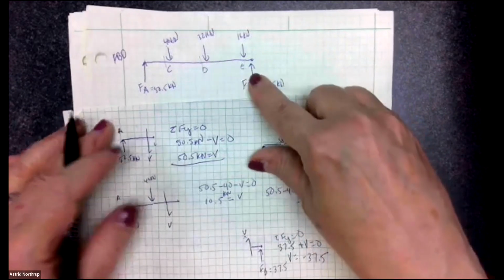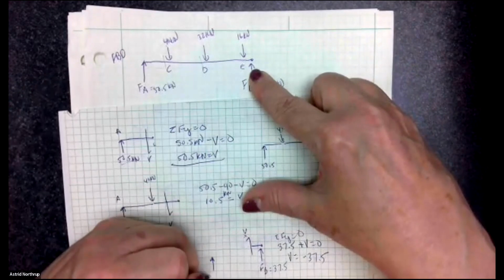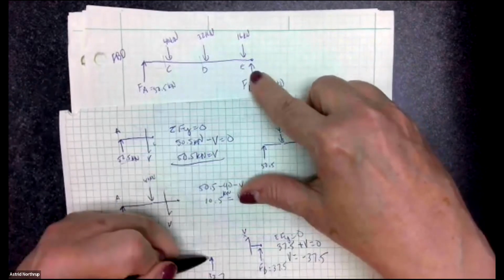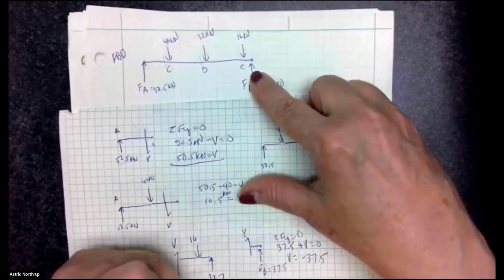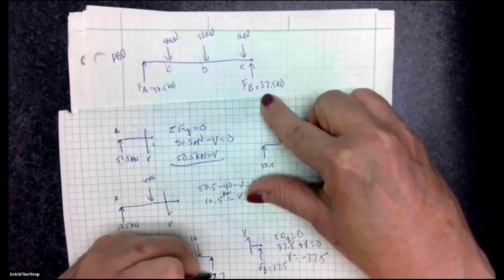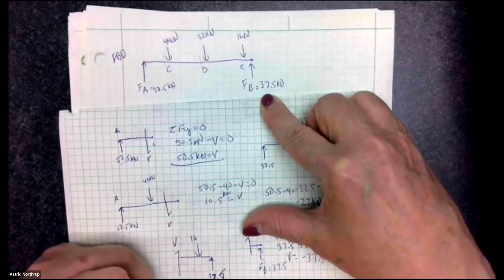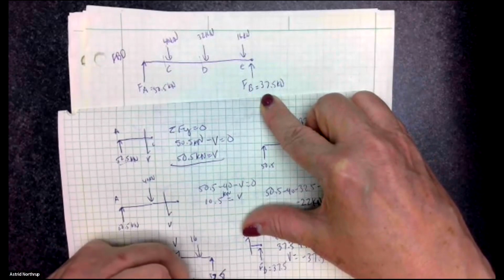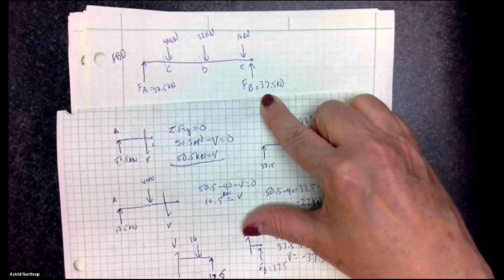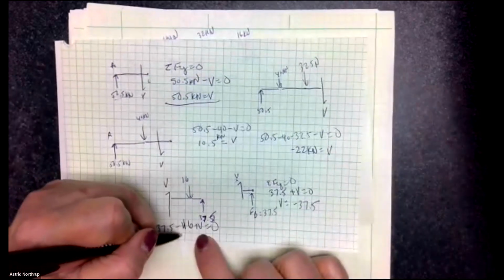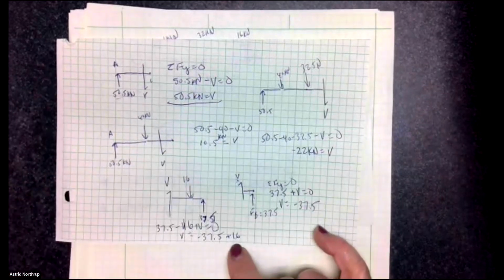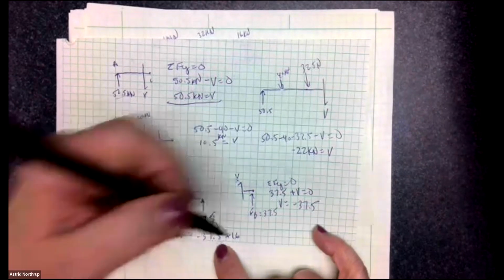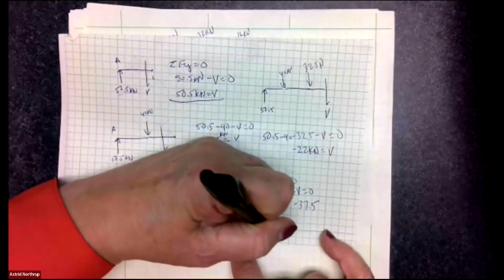What about from here to here? You have the force at B, which is 37.5, you have 16, and then from here to here you have a plus V. So here you would say 37.5 minus 16 plus V equals 0. Then V is equal to minus 37.5 plus 16, so that's 21.5 negative. V is equal to negative 21.5.